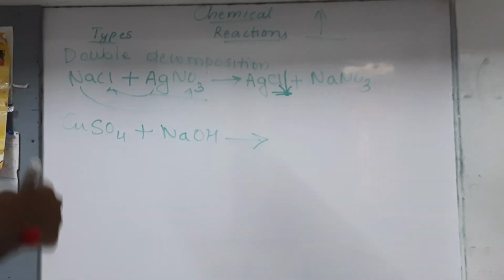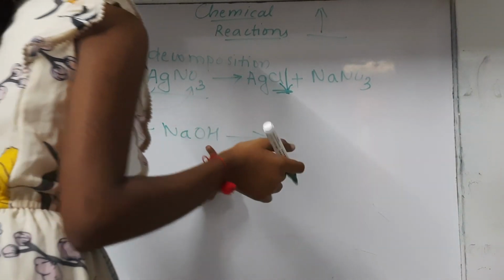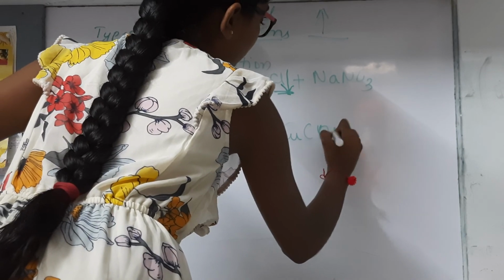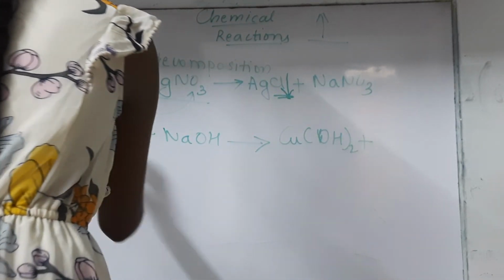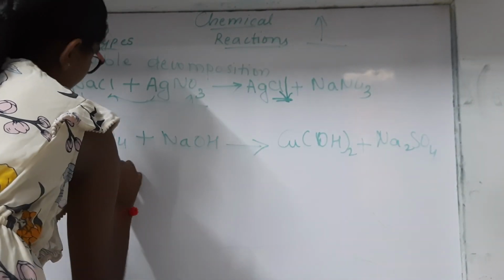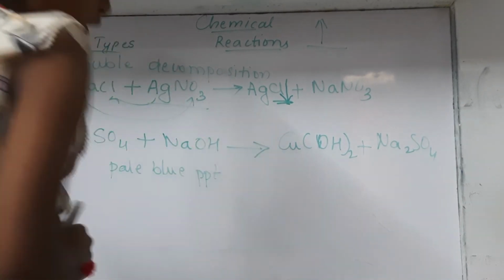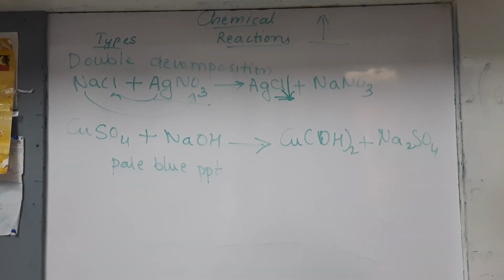Let me just tell you one example for this. CuSO4 plus NaOH gives you Cu(OH)2 plus Na2SO4. Here also you see a precipitate formed, a pale blue precipitate. So here you see a pale blue ppt. You can use it as precipitate.